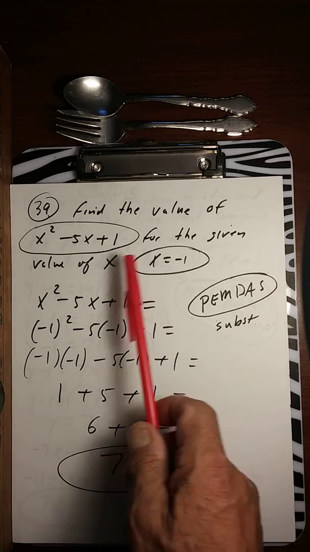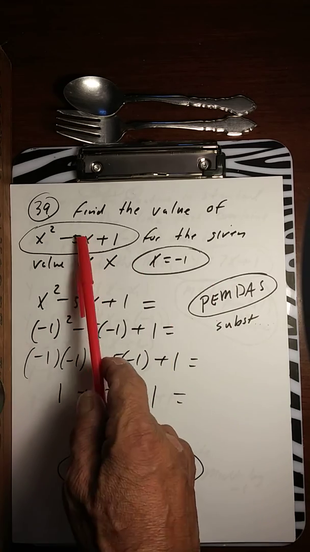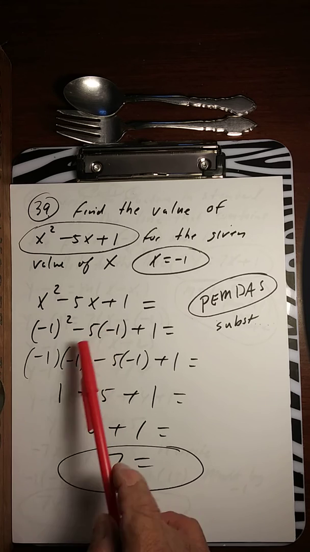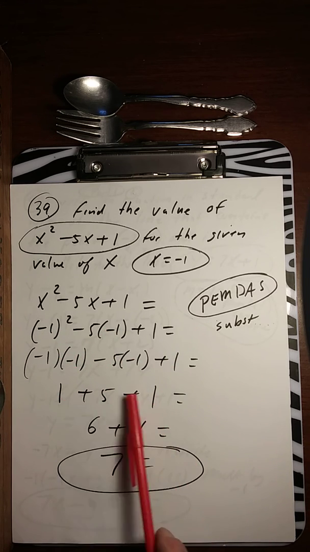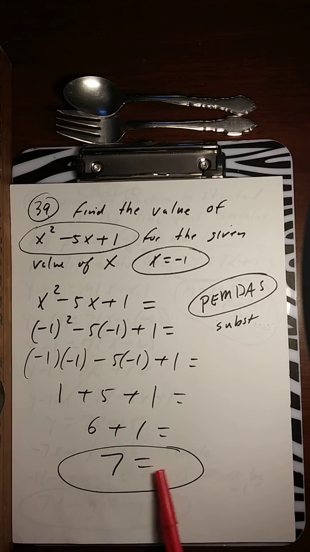Find the value if x is negative 1. Put it in there for the x's. Negative 1 squared is 1. That's going to be plus 1 and 1. That's going to be 1, 6. 6 and 1 is 7.